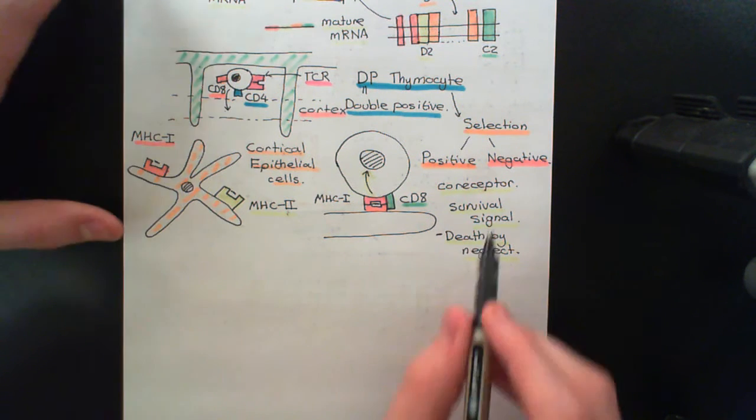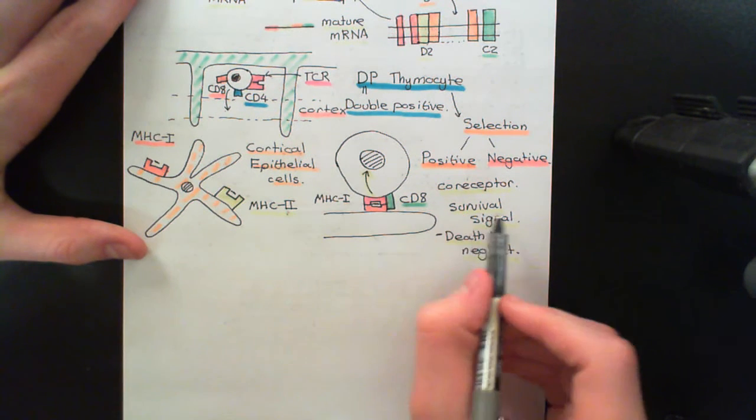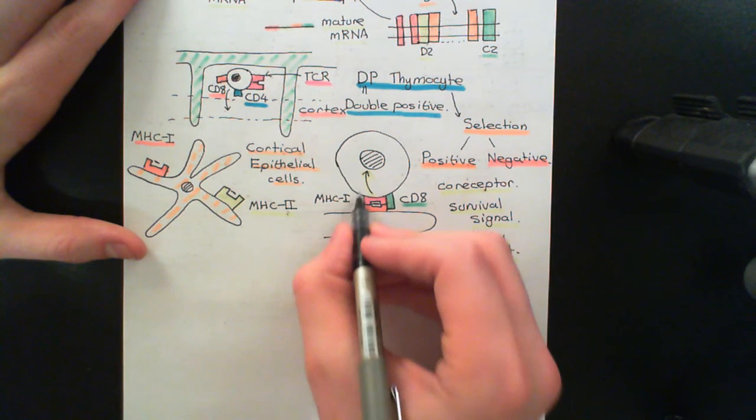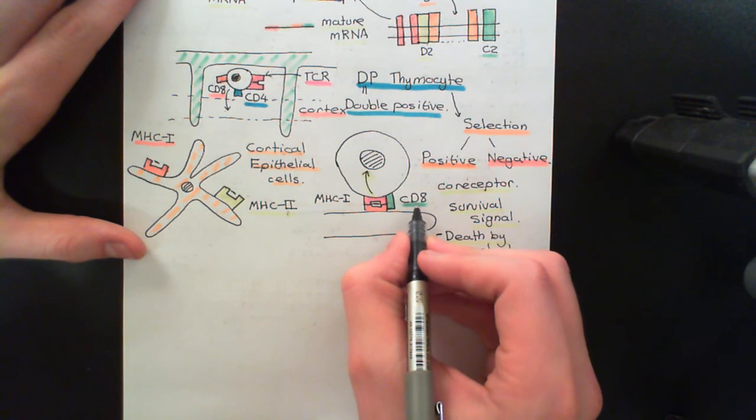So what's now also going to happen as part of this intracellular signal, that's part of the survival signal, is the T cell will work out which of the CD4 and CD8 molecules it needs.